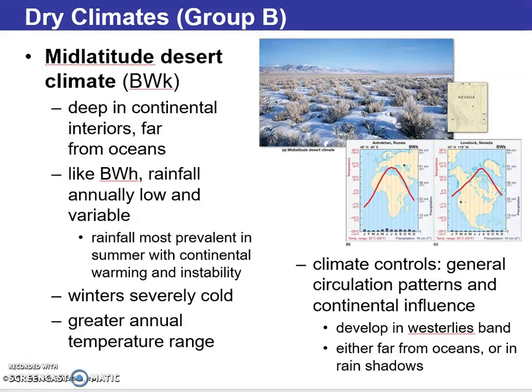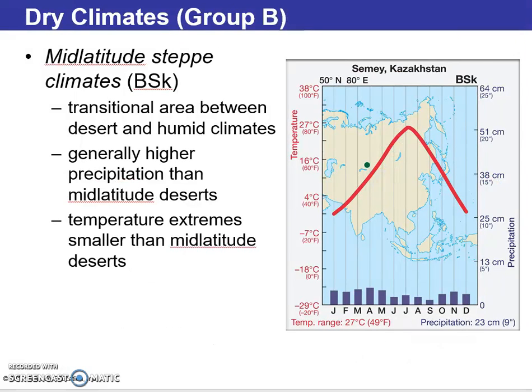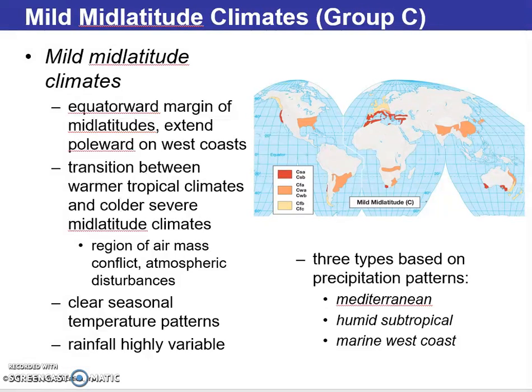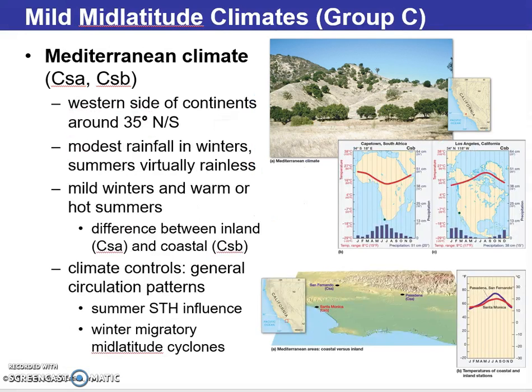Rainfall is most prevalent in the summer with continental warming and instability. See some more samples of that. Mostly seen through Asia. And then here's some mild mid-latitude climates, which we see somewhat inland, and then we tend to see it more on the eastern coasts of areas, mostly due to the westerlies in the north and then the easterlies in the south.